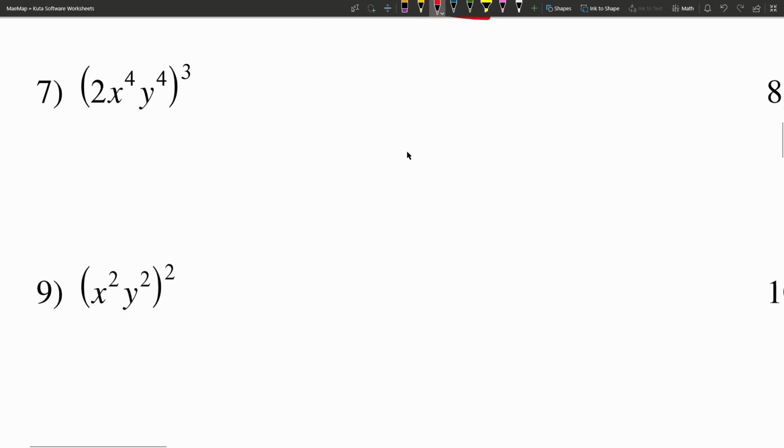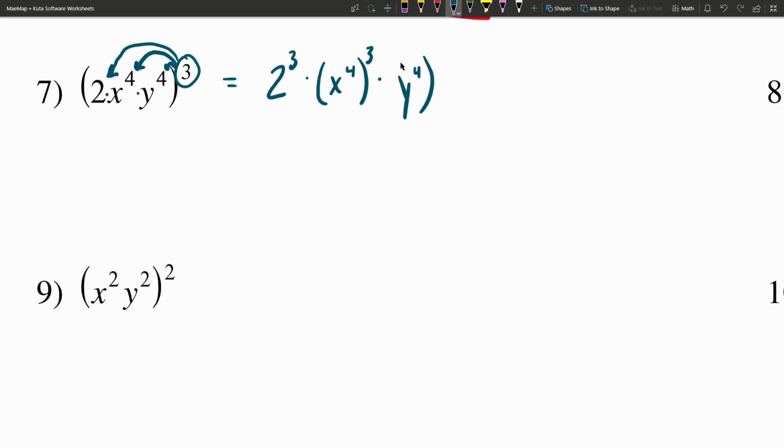Moving on to number 7, we have an extra term that we didn't have up above. We have another variable, but because each of these are multiplied together, we can distribute this exponent of 3 to each of our terms. So it's going to get distributed to the 2, to the x to the 4th, and also to y to the 4th. So this can be rewritten as 2 cubed times x to the 4th cubed times y to the 4th, that quantity cubed.